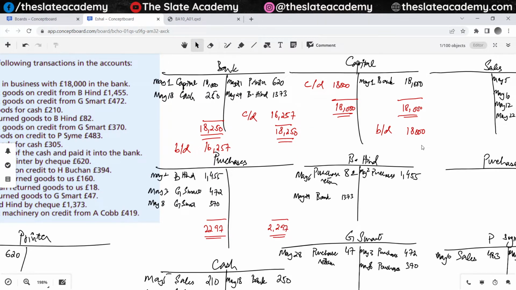The only difference is I won't write it as carried down. Instead, I'll write to profit or loss, and I'll write this 2297. And the amount that gets taken to the profit and loss has no brought down as well. So for incomes and expenses, there wouldn't be a brought down and there wouldn't be a carried down. Instead, this balancing amount over here would get charged to the P&L.